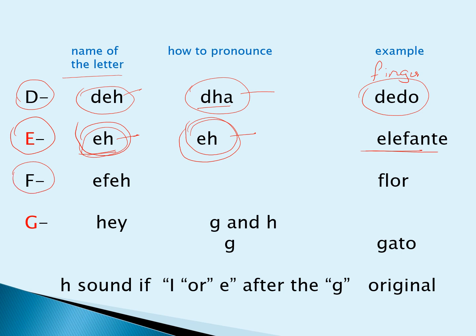The name of the letter. F-A. How to pronounce? What is the example? Flor. Flor means flower. I have not mentioned how to pronounce it because this is as in the English language. Right. The next letter.